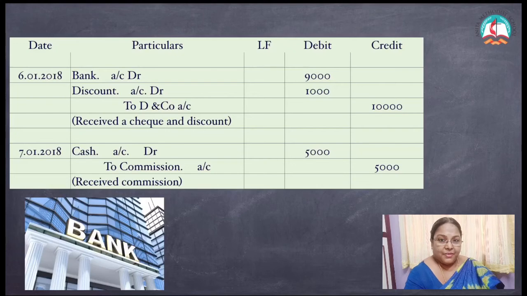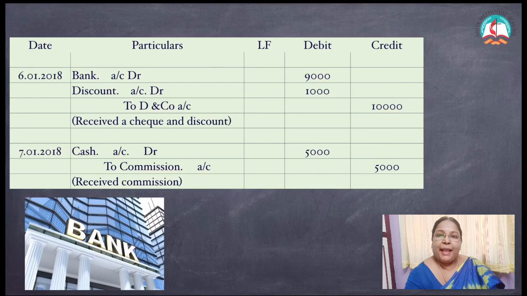So now the next transaction. Received a check and discount allowed. From whom are we receiving a check? From the person to whom the credit sale was made. Right, that is D and Co. D and Co is the giver of the check, so he has to be credited. When I receive a check, where can I encash it? Only in the bank. So the bank is the receiver.